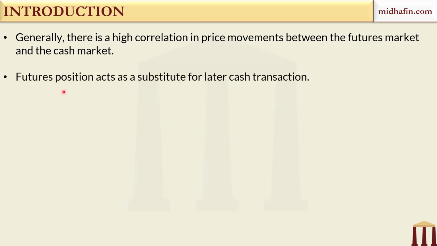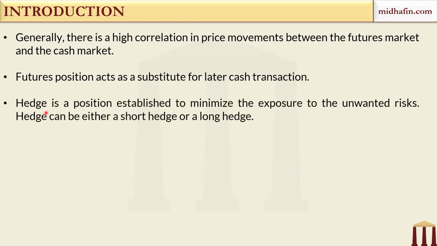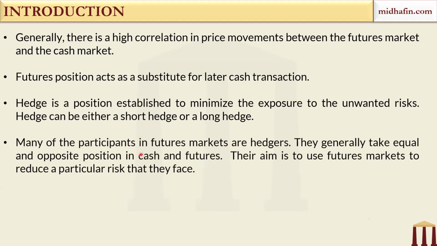Now, a futures position can act as a substitute for later cash transaction. This is an introduction. We will understand this part in more detail later on. What is a hedge? We have seen this earlier also. A hedge is a position established to minimize the exposure to unwanted risks. A hedge can be either a short hedge or a long hedge. Many of the participants are hedgers. So, what do hedgers do basically?